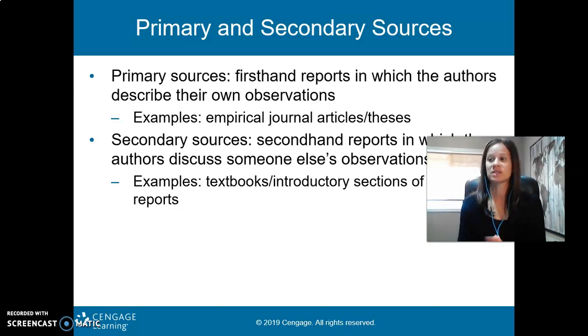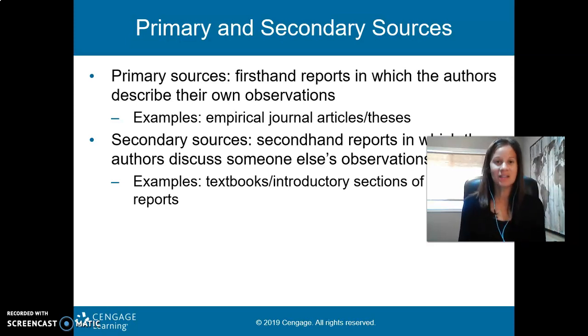Okay, primary sources are sources that come firsthand. They've come directly from the author. So a primary source is a firsthand report of observations or of research that have been written by the individual who actually observed it or did that research.